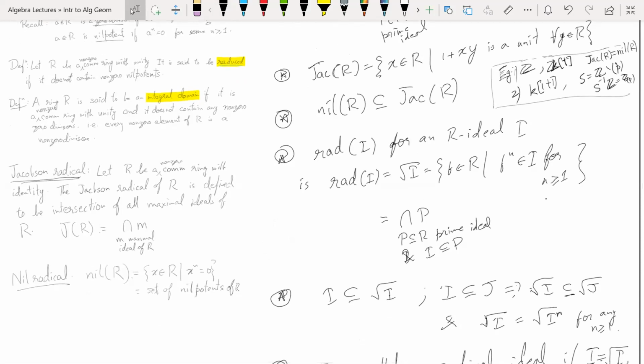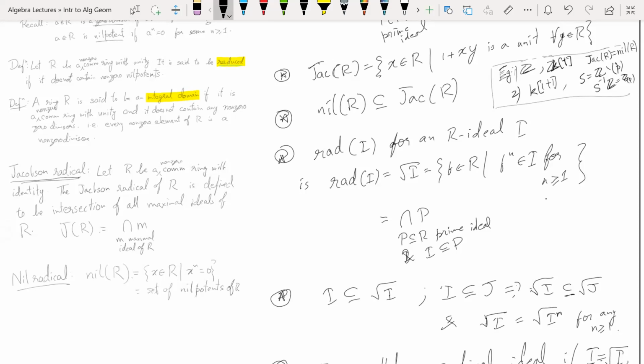And the reason I'm doing this is the main objective is to study the radical of an ideal. So rad I, for an ideal I of R, is called the radical of the ideal I, and it's also denoted by the square root of I. And the elements of this are f such that some power of f is in I.